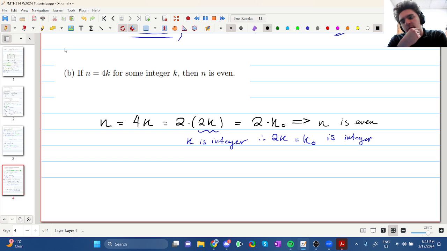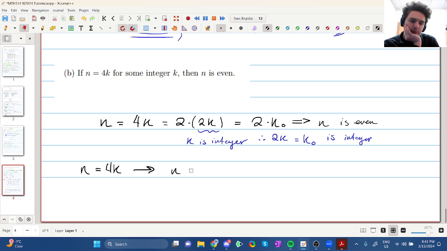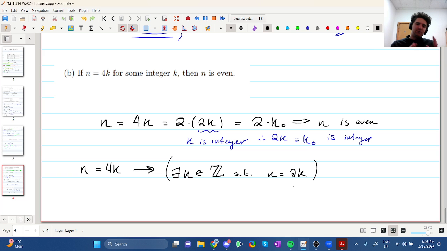Can you write in symbolic form for me, because the Prof is really focused on getting words into symbolic form? Yeah, I remember that from last year when I taught this. Symbolic form for this is not very complicated: n equals 4k implies n is even. If you really wanted it formally, implies there exists some k in Z such that n equals 2k. That's the really symbolic form.